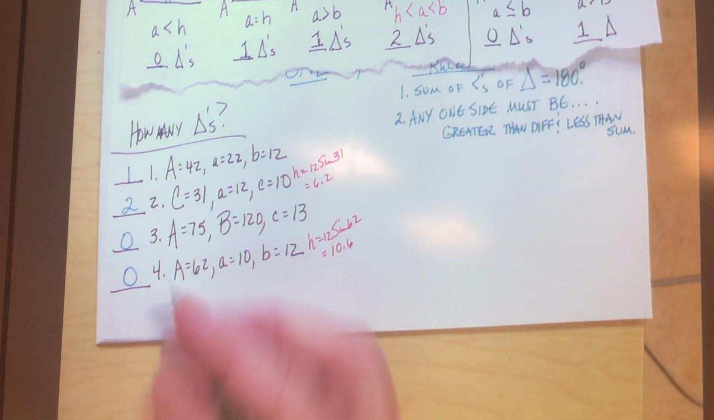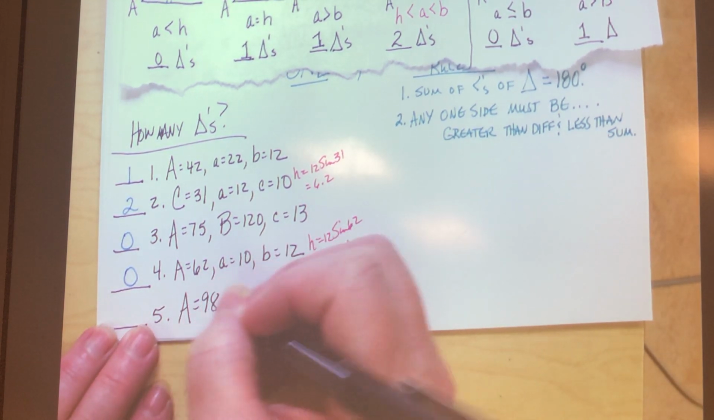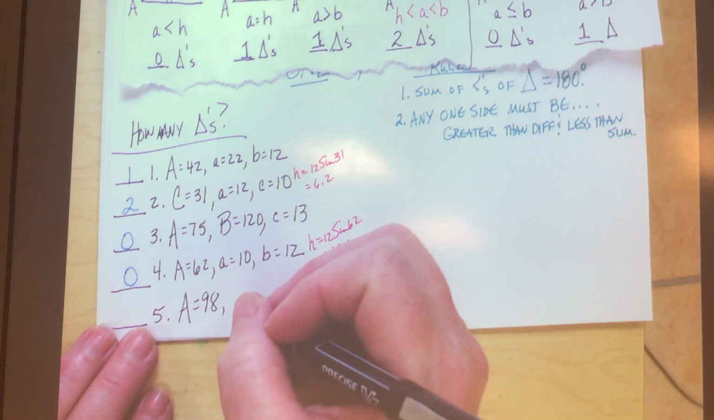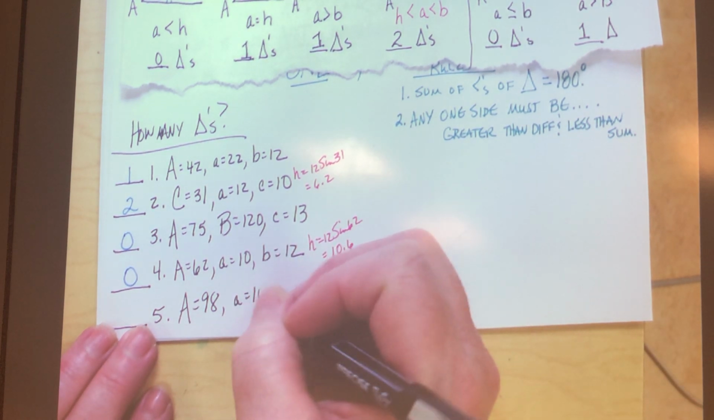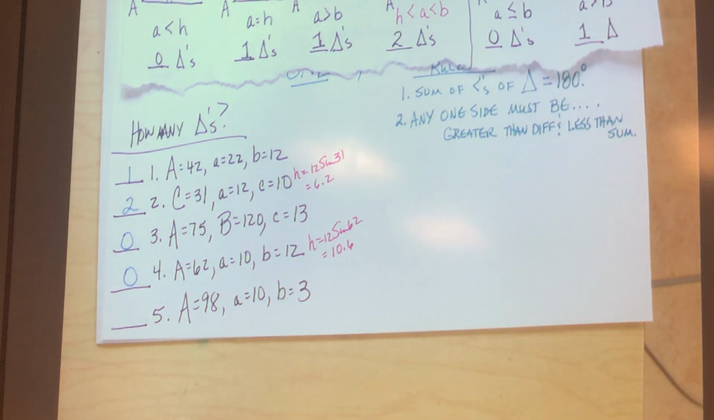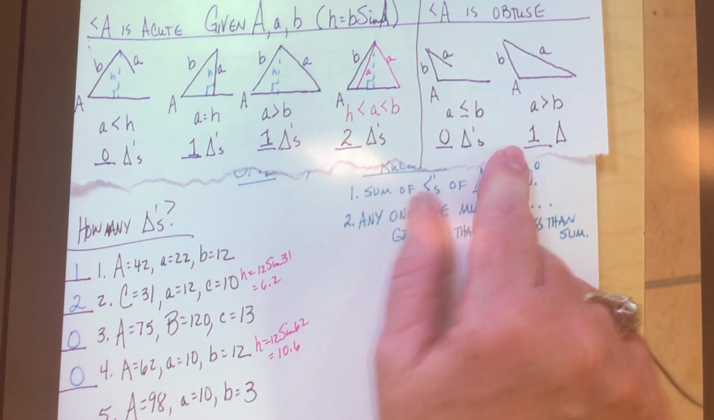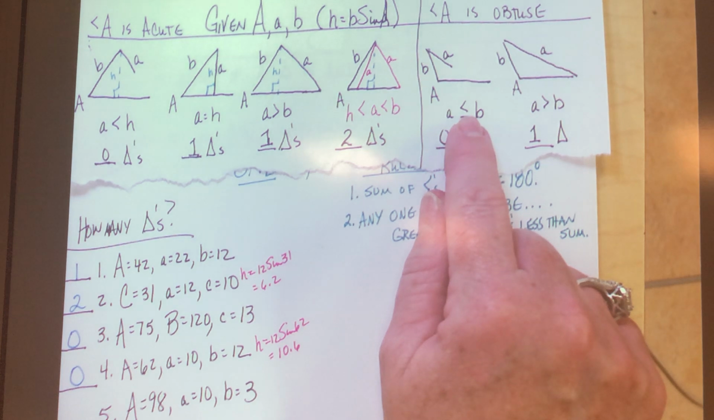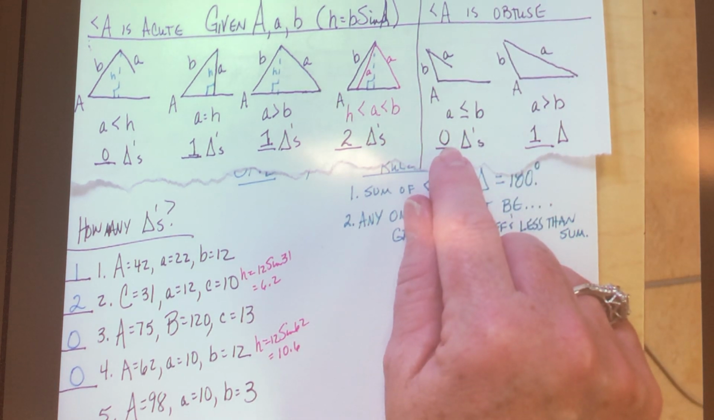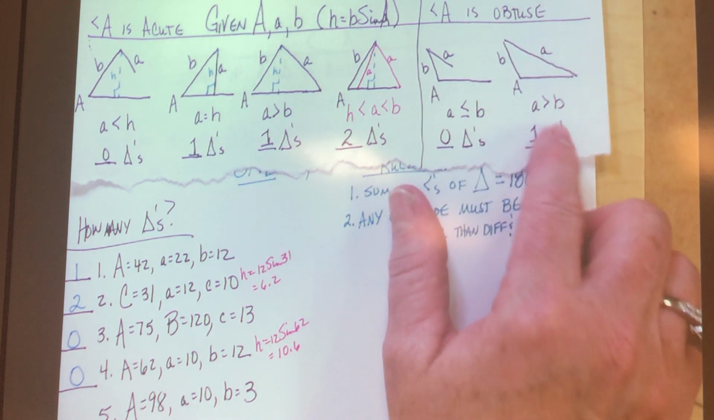All right, let's do another one. Just like the other one. Big A is 98. Little a is 10. And little b is 3. Now this one is an obtuse, this is ambiguous, do you agree? Yes. But this is an obtuse one. Obtuses are easy. If he's smaller than or equal to the side, he will not make it. If he's bigger than, he makes 1.